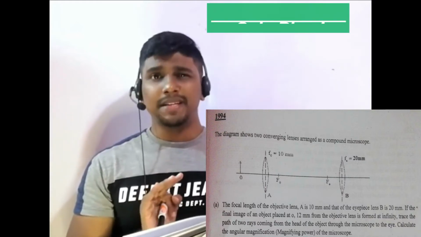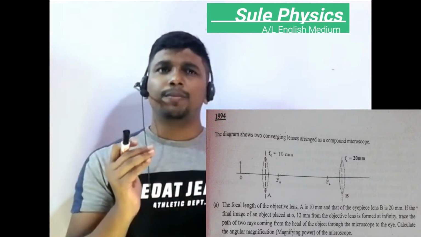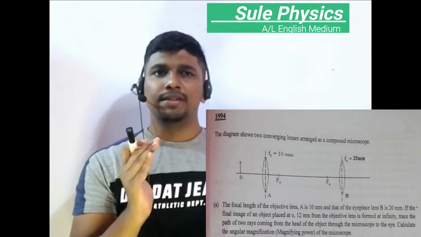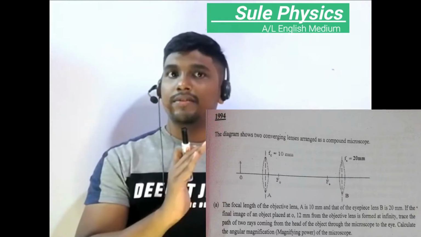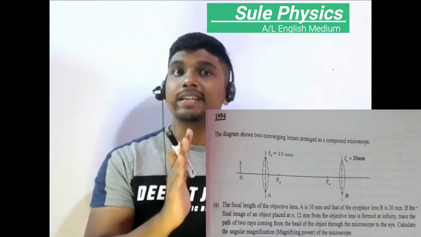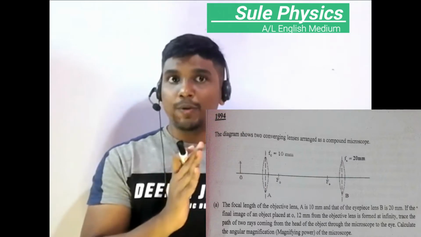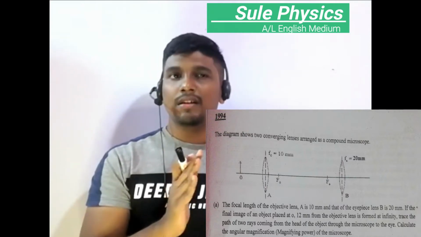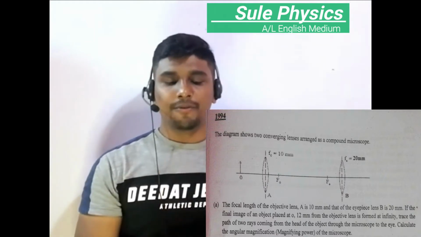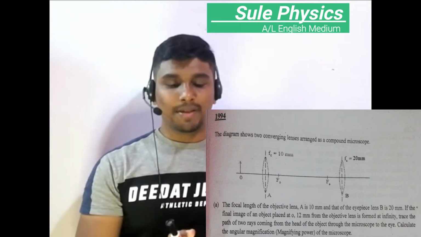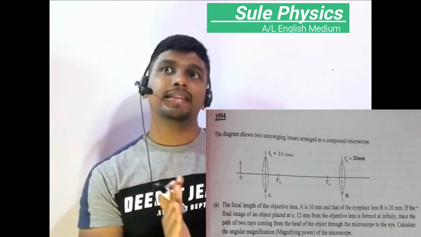Objective length, the final image is at the infinity. That means a microscope works under two adjustments, normal and non-normal. Under normal adjustment, in a microscope, the final image is at the near point. Under non-normal adjustment, the final image is at the infinity. Therefore, this microscope is working under non-normal adjustment. That means the final image is at the infinity.